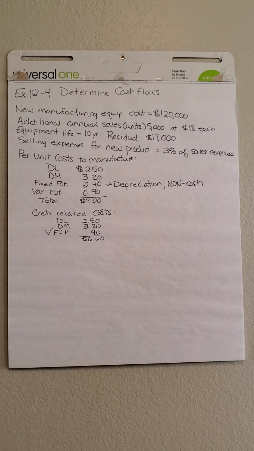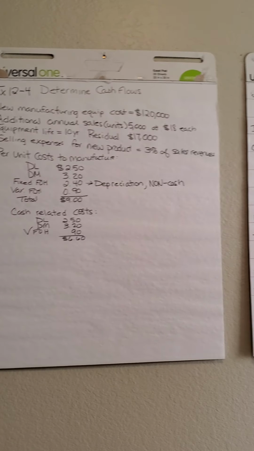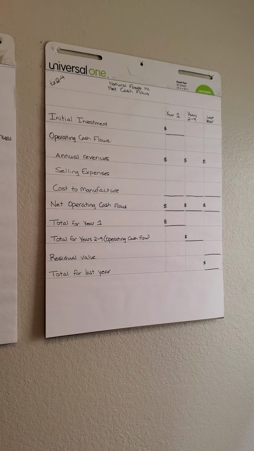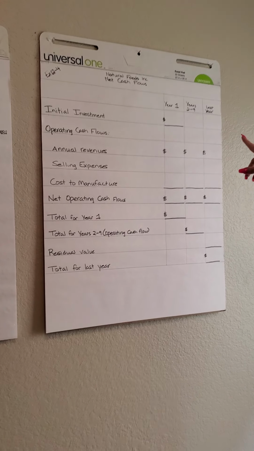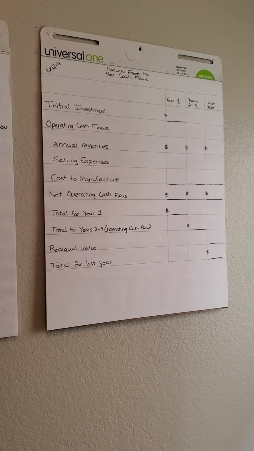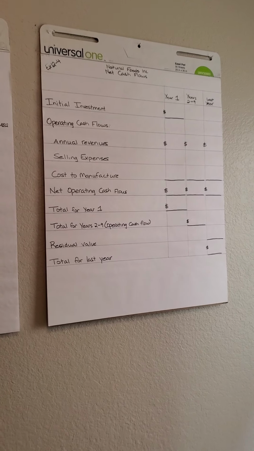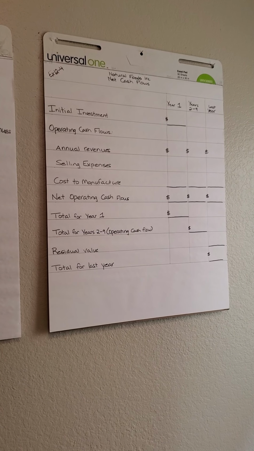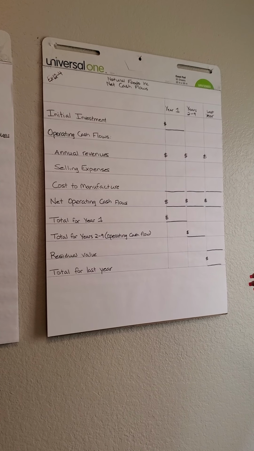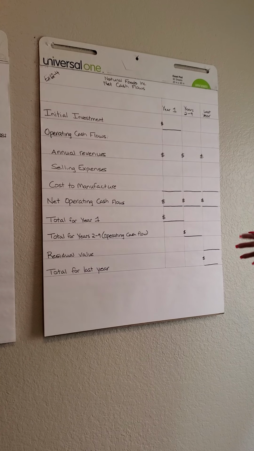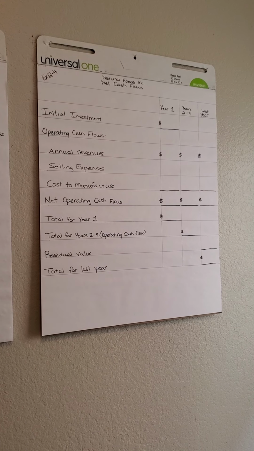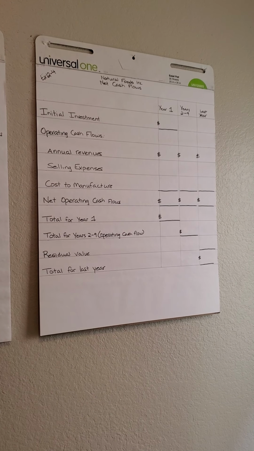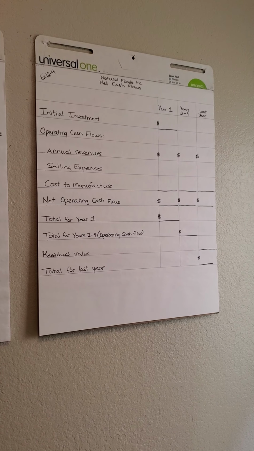All right, and then what we're going to do on the table over here is fill this out. So you'll notice we've got a column for year 1. We have a column for years 2 through 9 because it'll be the same costs and everything during those years, and then the last year. So we're going to calculate and fill in the table as we go along.